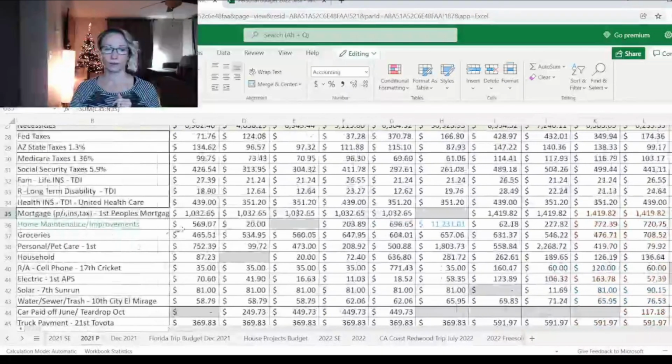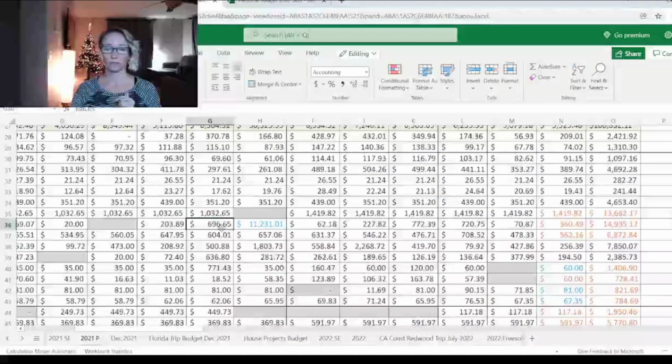And then the next one here is our home maintenance improvements. Some stuff could be considered bigger things for the household, like furniture type stuff, and then some things are more like the big projects. So you'll see here in blue I have 11,000. That was a big chunk from that cash out refinance that we used for house projects. And this is blue because there is still some of that money in the bank.